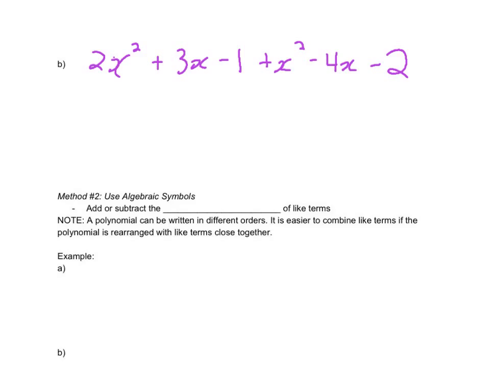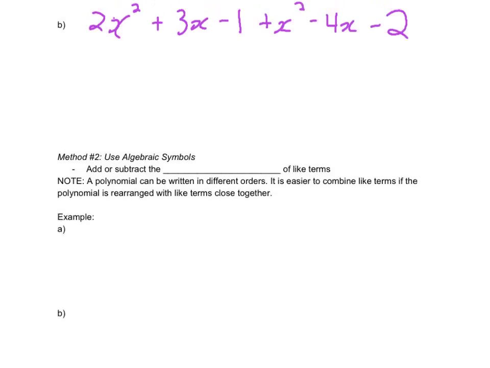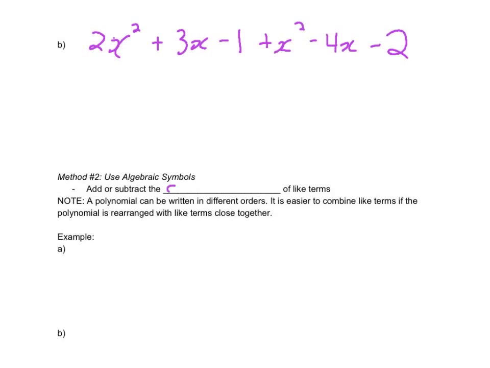Okay. Method 2 probably eventually becomes faster. It's good to start with the algebra tiles, but eventually you'll probably get to the point where you're going to just use algebraic symbols. So basically what that means is we're going to add or subtract the coefficients of like terms. Okay.